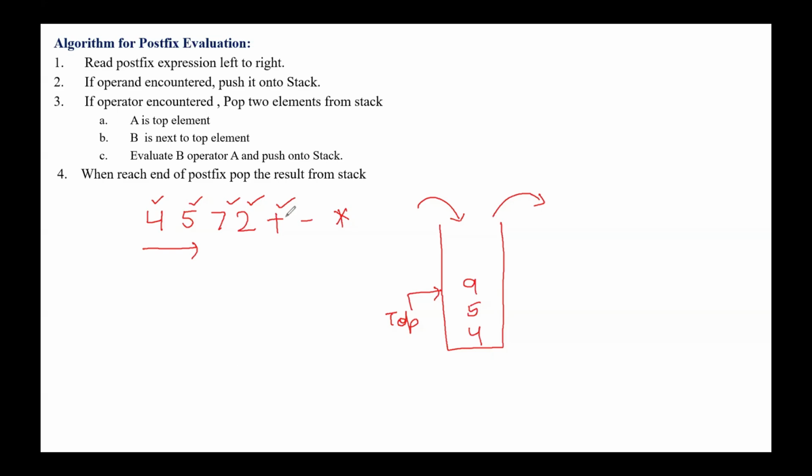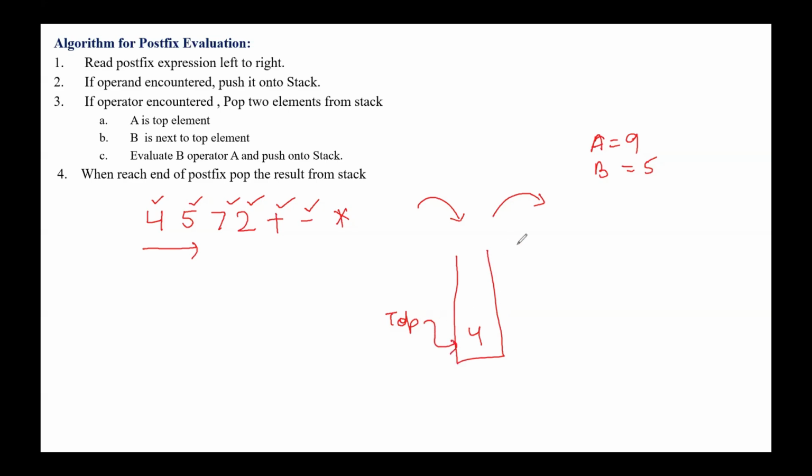Anyhow, we have to read from left to right. So the next one is minus. Whenever any operator is encountered, pop two elements. A is the topmost, so A equals 9, B equals 5. So we pop two elements. This is our stack, and now the top points to this element.